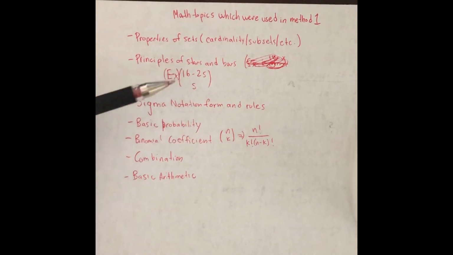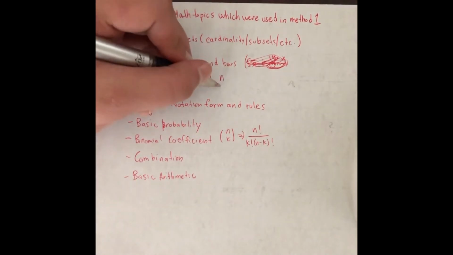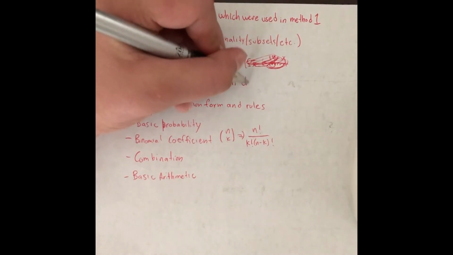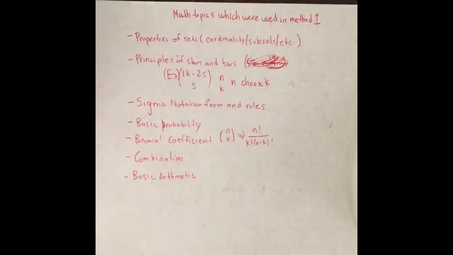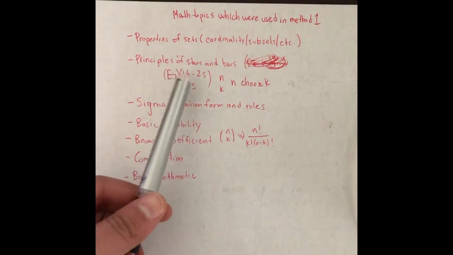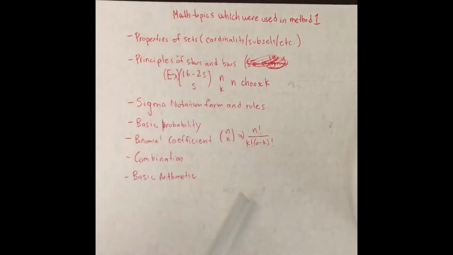So an example of that is in the form n choose k. So that's an example of 16 minus 2s choose s. And we'll see something similar in our solution.